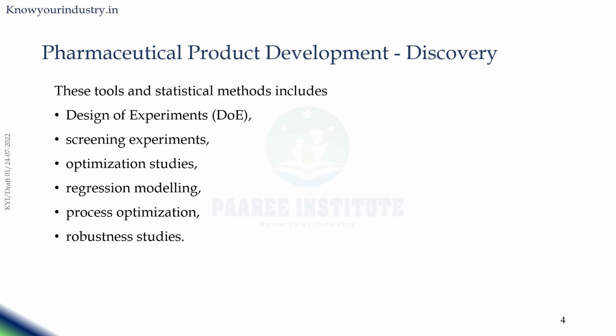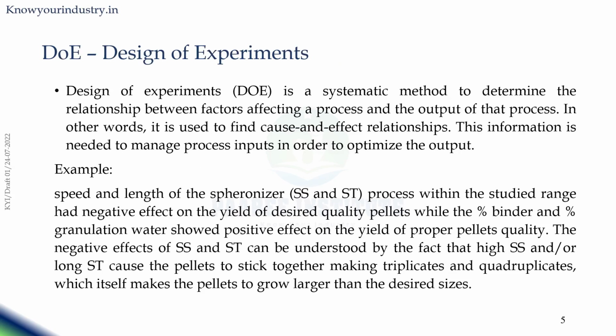All these processes use different tools and statistical methods, which include design of experiments, especially during the product development process, then screening experiments, optimization studies, regression modelling, process optimization, and robustness studies. What is design of experiments? Design of experiments is generally used during pharmaceutical product development, and it is a systematic method to determine the relationship between factors affecting a process and the output of that process. In other words, it is used to find cause and effect relationships.